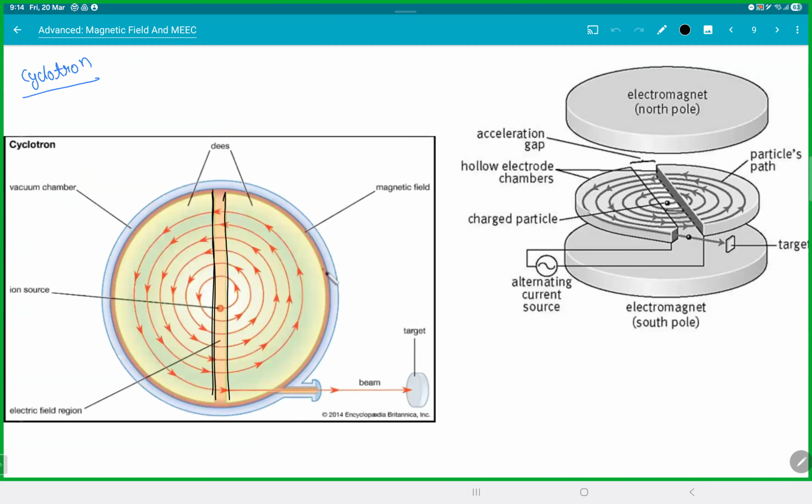Is the construction of the cyclotron clear? You can go to NCERT, they have a full paragraph on this. You can just read it. You really don't need to know much about this. That is the whole idea about it. This is the construction, this is the working.